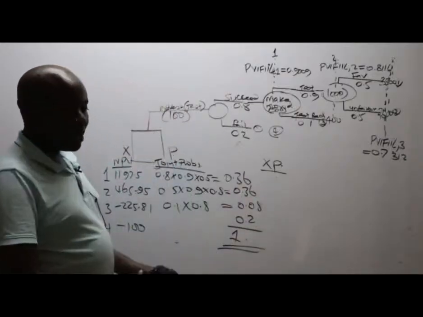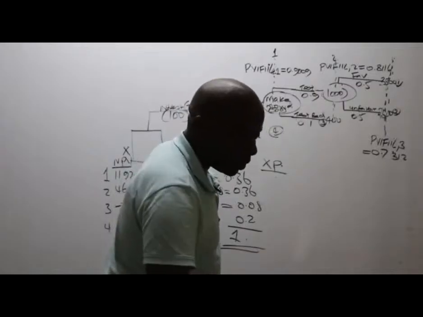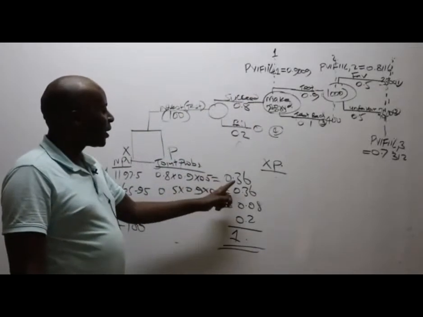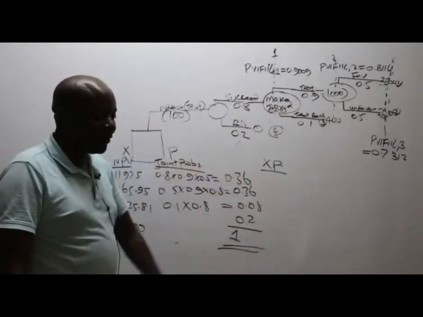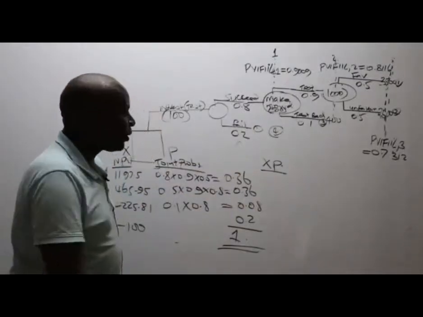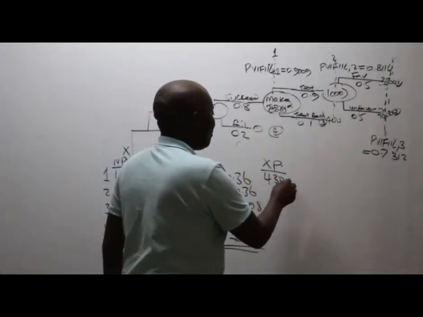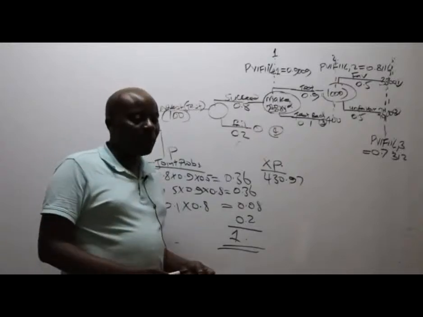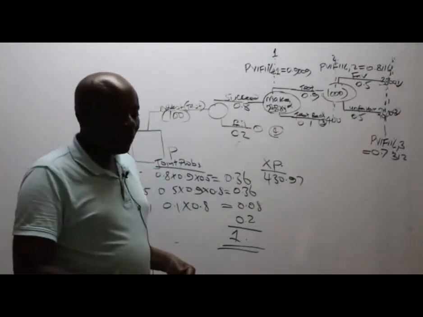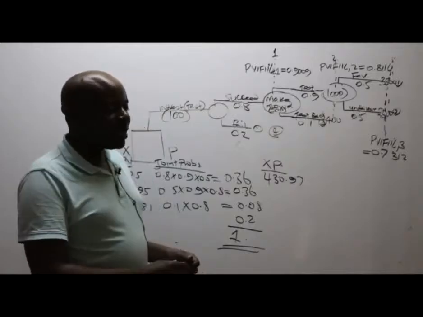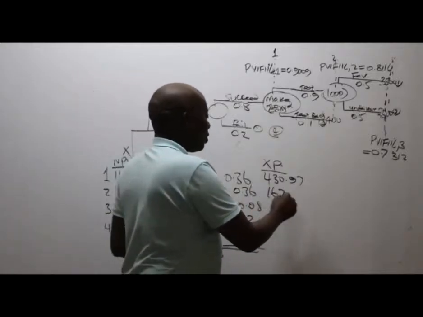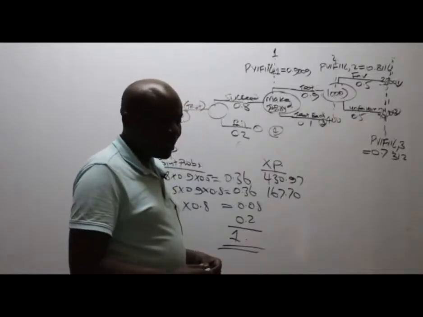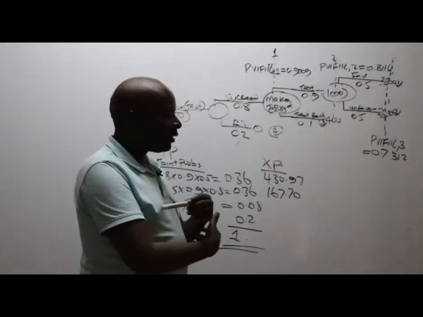So you take this figure times this figure, and give me a figure to write here very fast. So we have here this times this, giving me what figure here? We have 430.97, 2 decimal places. Thank you very much. Then we have 167.70. 167.7. Then 167.74.